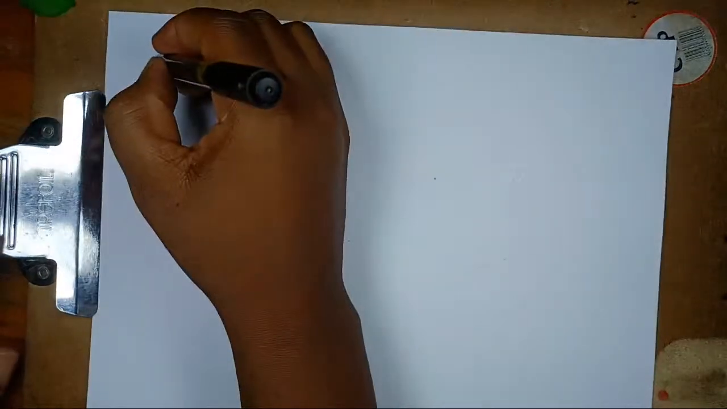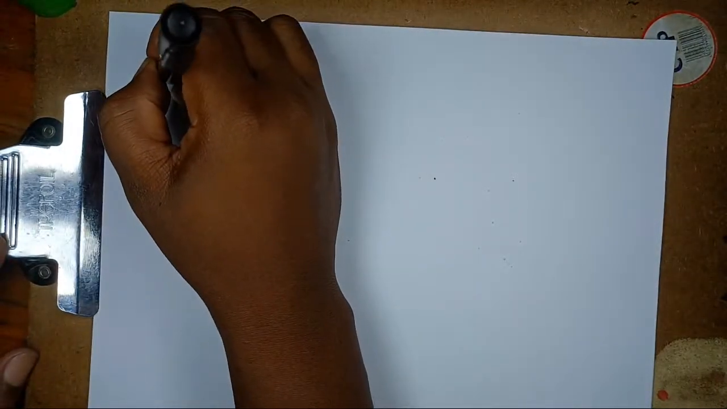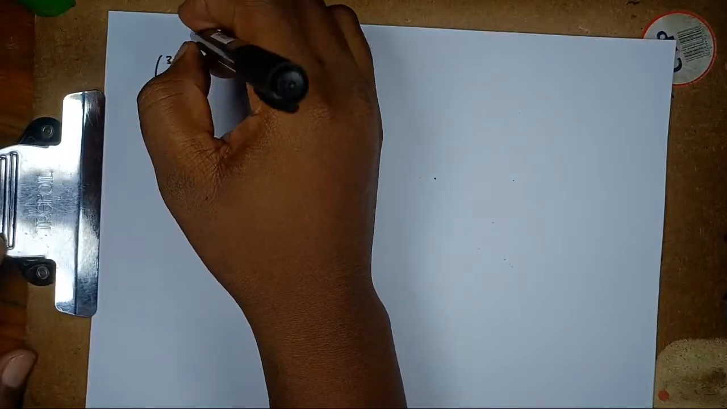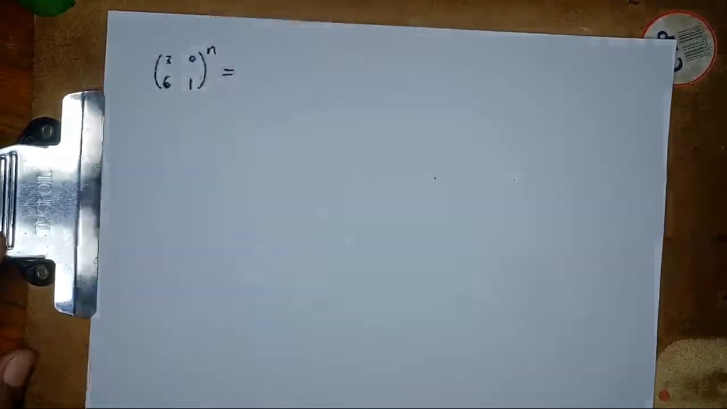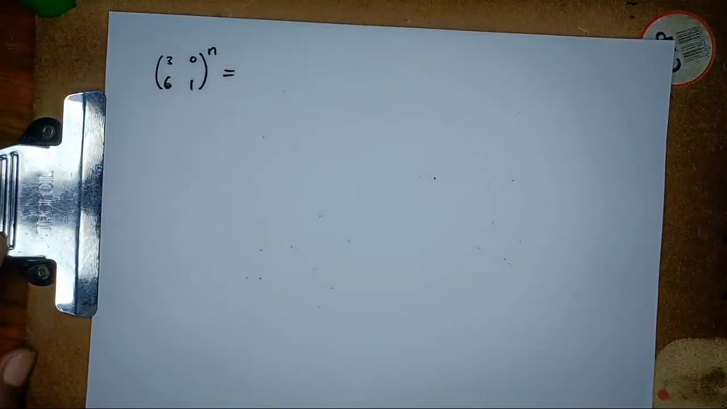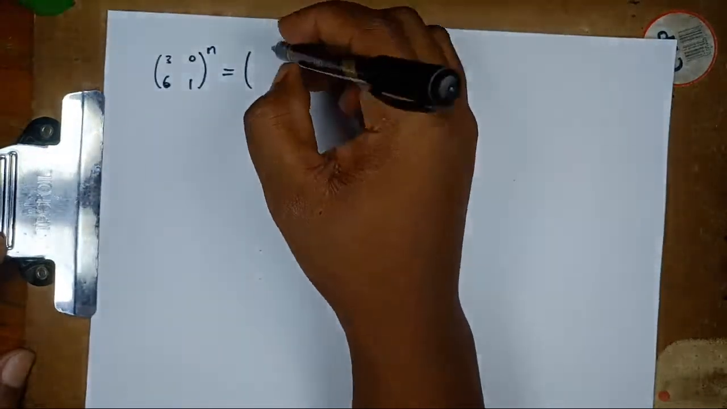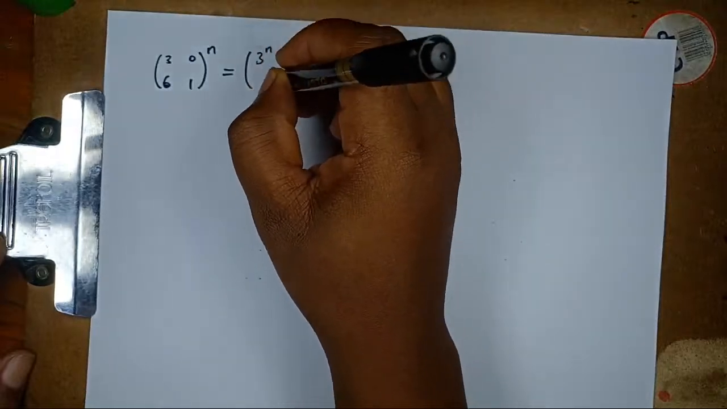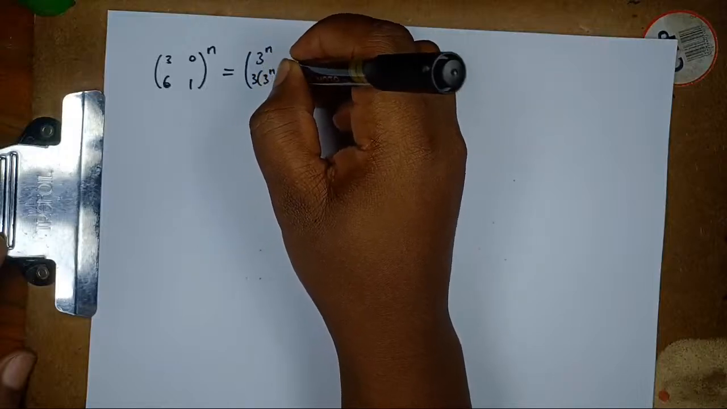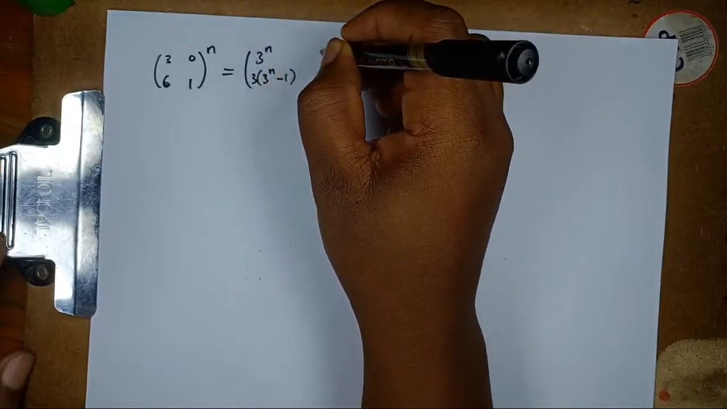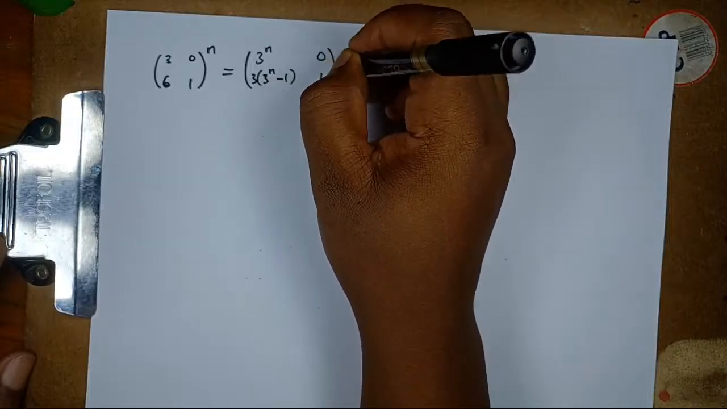The question is, on the left-hand side, you have the matrix 3, 6, 0, 1 raised to the power n. This is question 13a from the exam. This is equal to 3 to the power n, 3 open bracket 3 to the power n minus 1 close the bracket, and here we have a 0, here we have a 1.